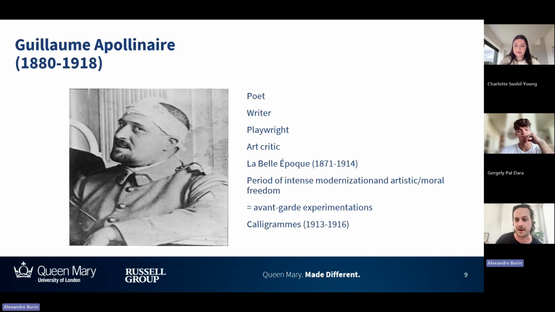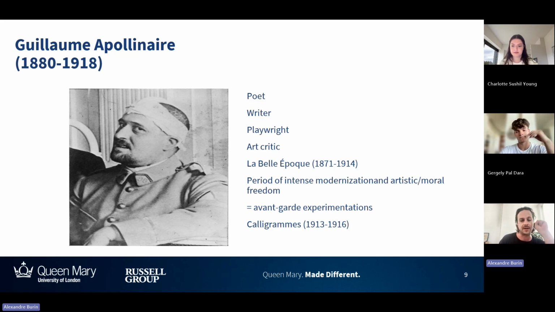And this man is very important in the promotion of modern French poetry, called Guillaume Apollinaire, who is a poet. He was also a writer, a playwright, an art critic, and he mostly did his poetic, artistic production during La Belle Époque, which is this period of time that defines what France was like between 1871 and 1914 with the start of the Great War.